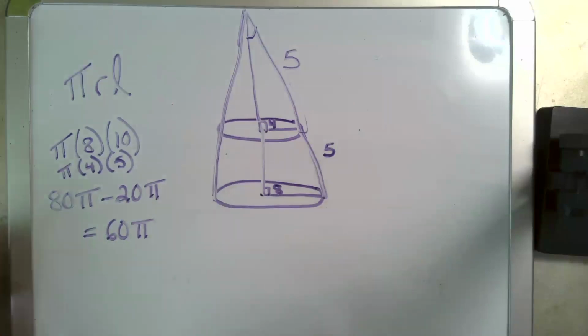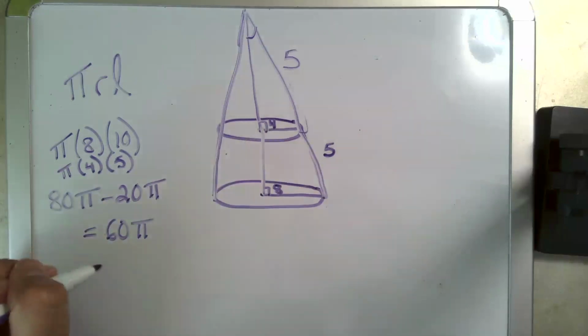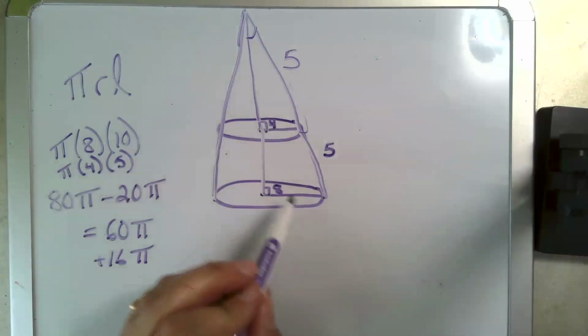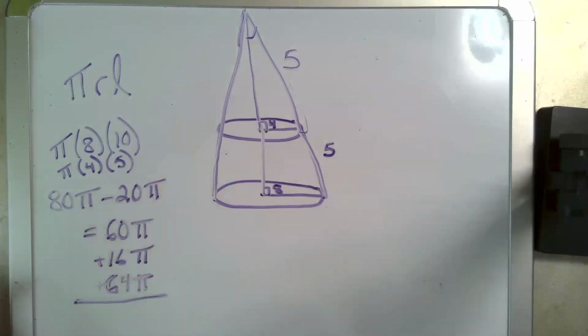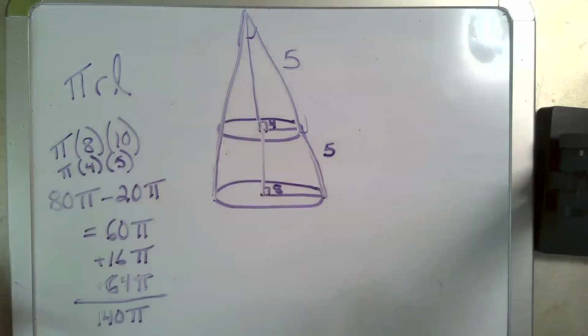And then we're back to where we started. We add in the area of this guy, pi r squared, and we add in the area of this guy, pi r squared, and we add those together, and that's our 140 pi. And so that is the surface area of the frustum.